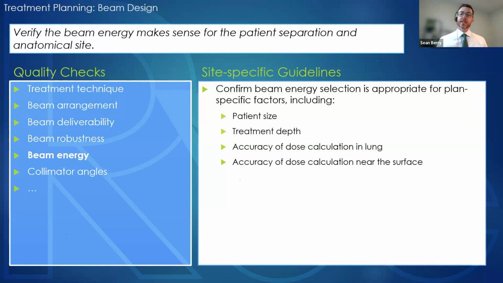Now, when it comes to electron beams, the choice of electron beam energy is critical, right? Because electrons stop pretty quickly. So there's some rules of thumb you can use to check if the energy that you're using is reasonable for where the target is. The treatment depth is around the energy in MeV divided by 3, and the range in centimeters is the energy divided by 2. And it's also important to remember that the skin dose increases as the electron energy increases.